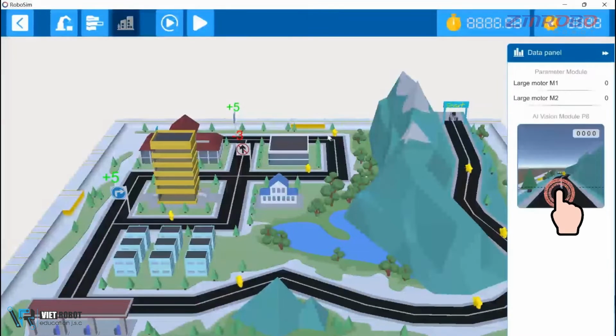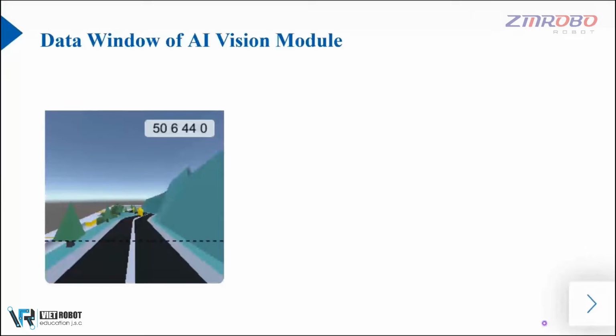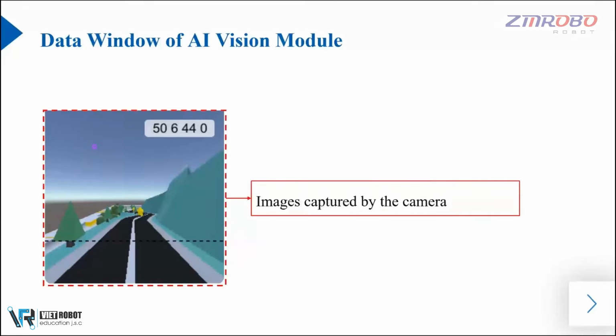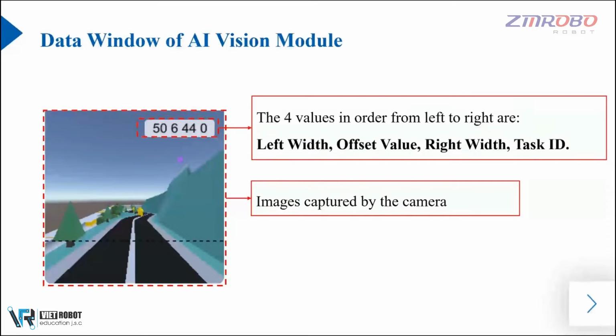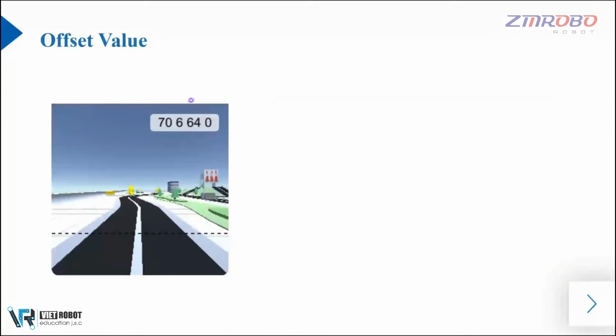Click here to display the data panel and the data window of the AI Vision module. On the data window of the AI Vision module, there is the picture seen by the camera. Click the button in the upper right corner to show or hide the screen. The 4 values in the screen are shown from left to right as left width, offset value, right width, and task ID. Next, let's learn about the offset value.